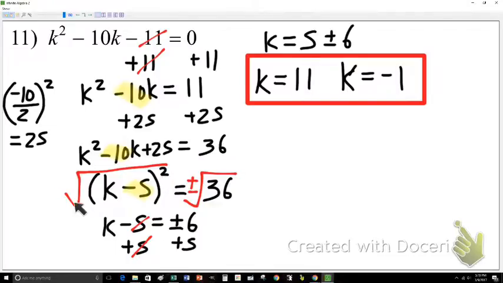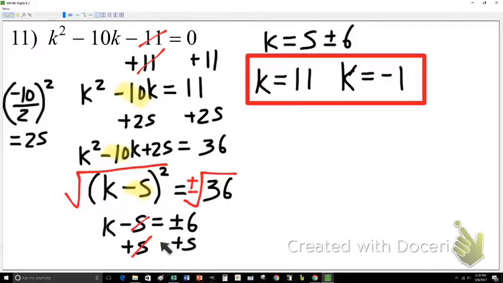All you have to do is square root. The plus and minus is there because what's inside the square could have been positive or negative. So we have to add the plus and minus. And last but not least, we just need to finish solving for k.